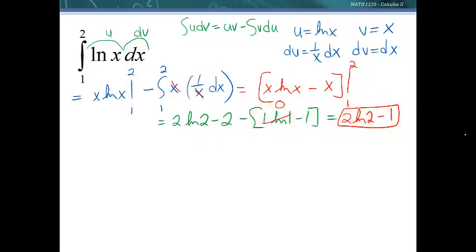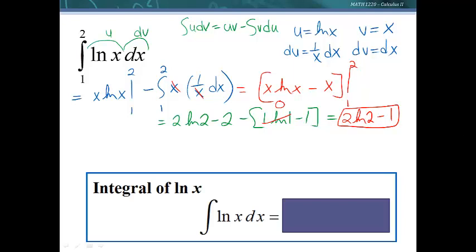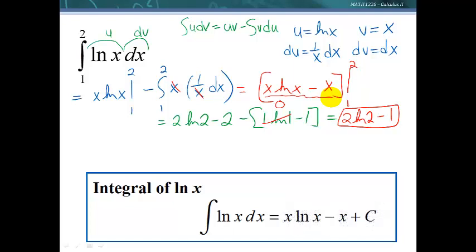So there's our solution. Now, in looking at this, if we wanted a formula for the integral of the natural log of x, we could figure out what that is, because we essentially did that. We had it for a definite integral, so we ended up with just a numerical answer. But if we wanted to do it for an indefinite integral, here is the piece that we had when we applied the integration by parts, and then we would just need a plus a constant on the end. So the integral of the natural log of x dx is x natural log of x minus x plus a constant.